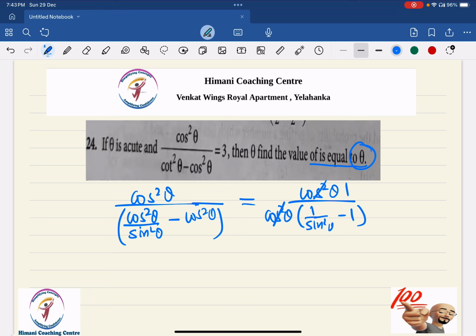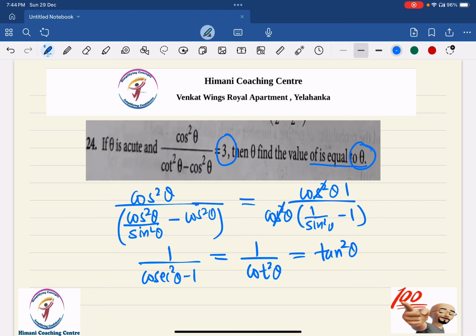Now students, I can write this as 1/(cosec²θ - 1), and cosec²θ - 1 is cot²θ. So now I will write 1/cot²θ, which is actually tan²θ, and this is equal to 3. So tan²θ equals 3. That means tanθ is square root of 3, and tanθ is square root of 3 when the angle is 60. So theta equals 60 degrees. So we have to just follow the formulas and do all the algebraic operations properly and get the answer.